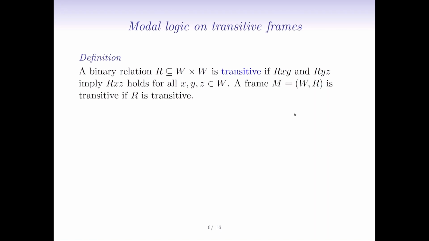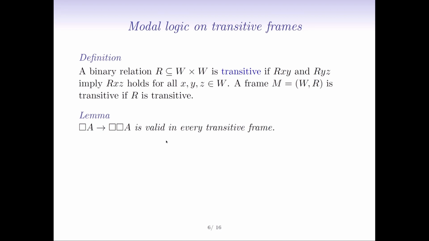And as before, we say that a frame is a transitive frame to mean that the underlying accessibility relation R is transitive. So there's no difference between saying a frame is transitive and that the relation is transitive. It's just a shorthand. So now think about this formula.